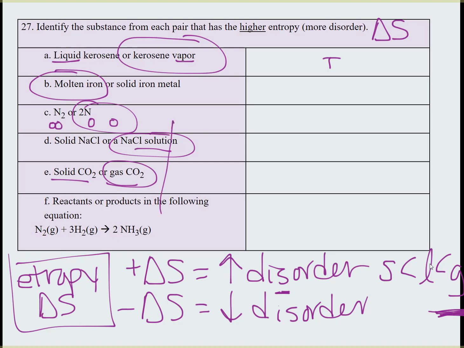And anytime you have an equation like this, you want to look at the number of particles or to see if it's going from a solid to a liquid or from a solid to a gas. And on this one, I can see I have 4 moles on this side, and on this side I have 2 moles. So which one is going to have more disorder is the one that has the 4 particles. And these are all gases, so I can't use the state of matter to help me. I'm just going to look at the number of particles that we have. So that is the reactants.